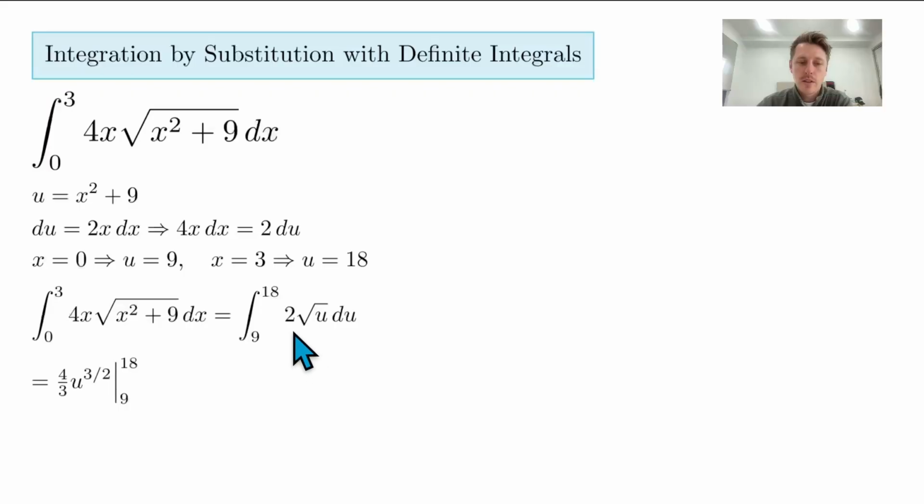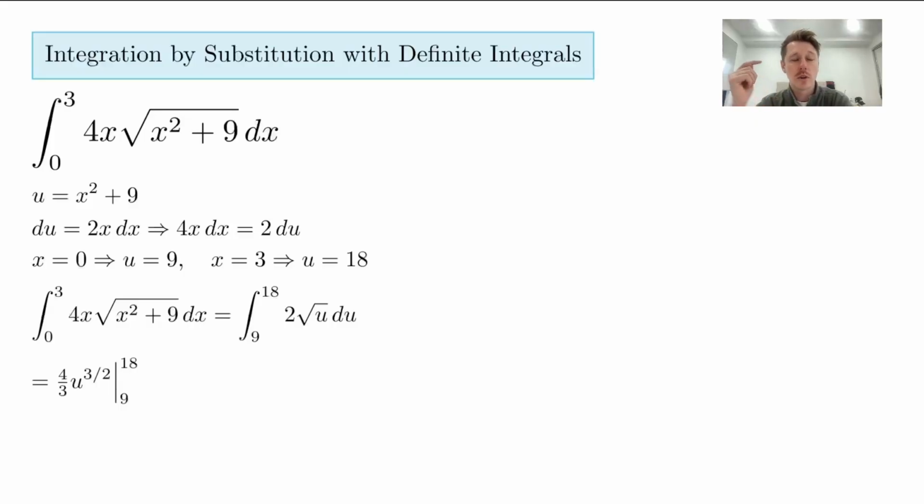And I'll just explain this quickly. Hopefully you know your index laws: in this case it's 2 times the square root of u, which is 2 times u to the power of 1/2. If we just ignore the 2 for now, if we were to integrate u to the power of 1/2, you bring the 1/2 down, add 1, and then do 1 over that. So it's 1 over 1/2 plus 1.